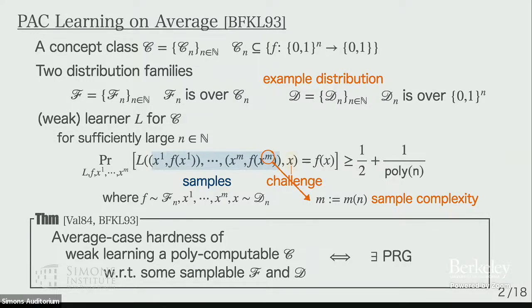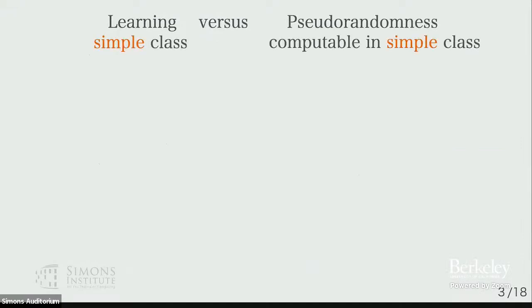The existence of pseudorandom generators is characterized by the average-case hardness of weak learning in this model for some polynomial-time computable class C with respect to some probability distributions F and D. So we consider a very general learning setting, and then we can characterize the existence of PRGs. Okay, great. Then let's move on to the next question: learning a simple class versus pseudorandom generators computable in a simple class.